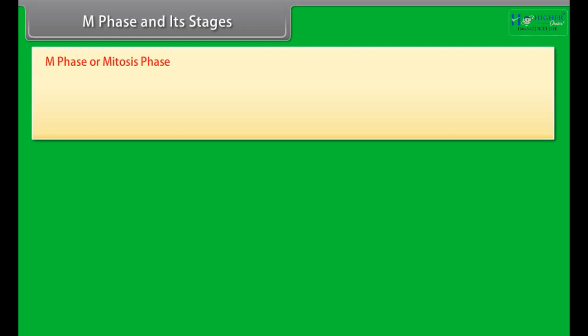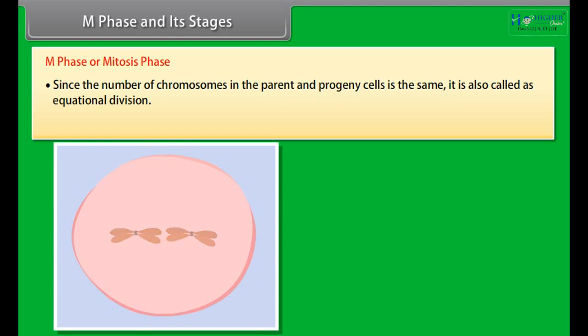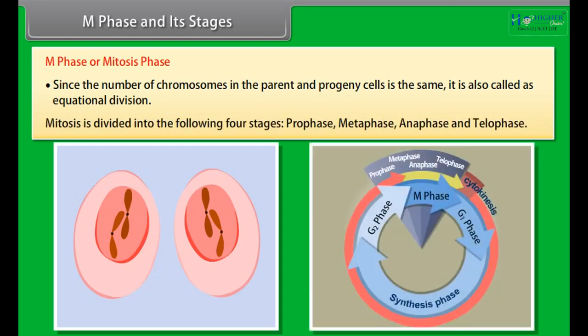M phase and its stages. M phase is also known as mitosis phase. Since the number of chromosomes in the parent and progeny cells is the same, it is also called equational division. Mitosis is divided into the following 4 stages: Prophase, Metaphase, Anaphase and Telophase. Let us know them in detail.